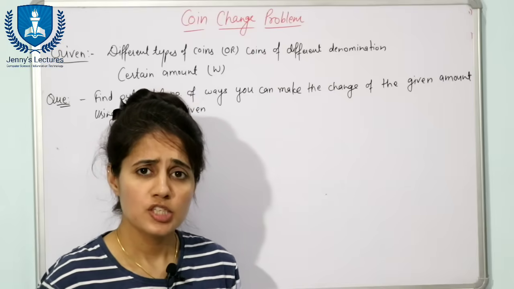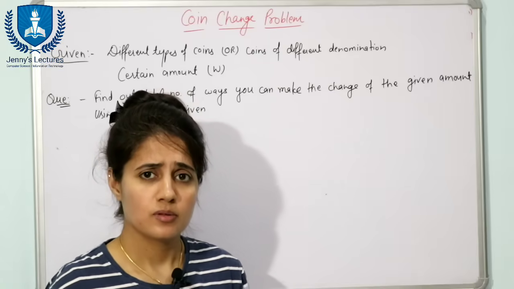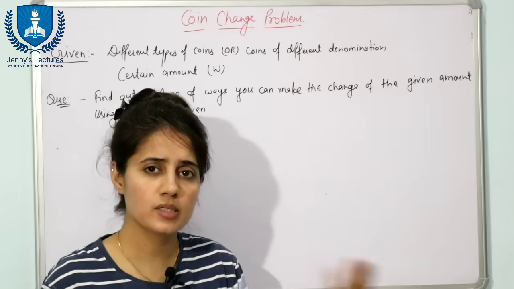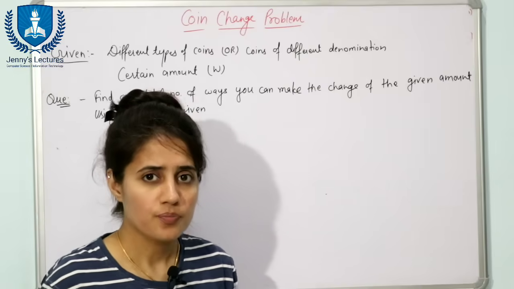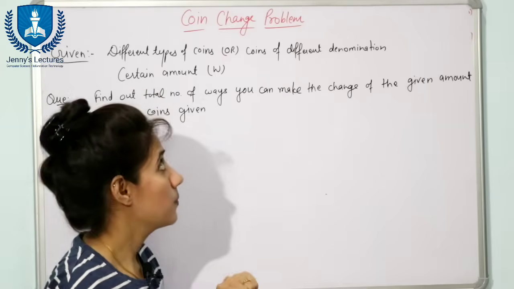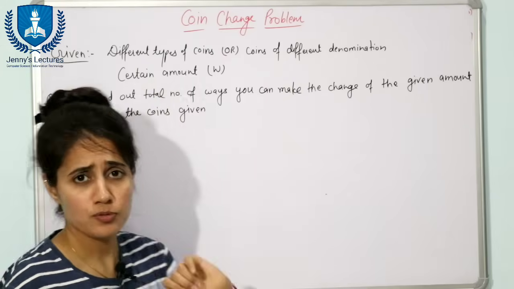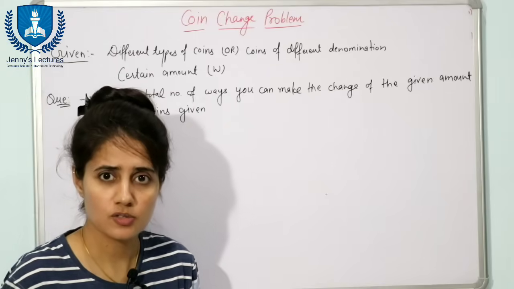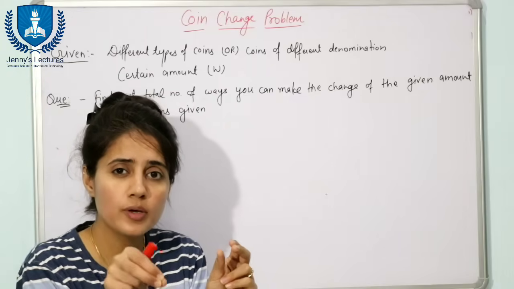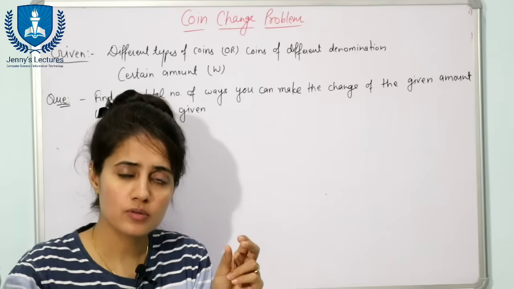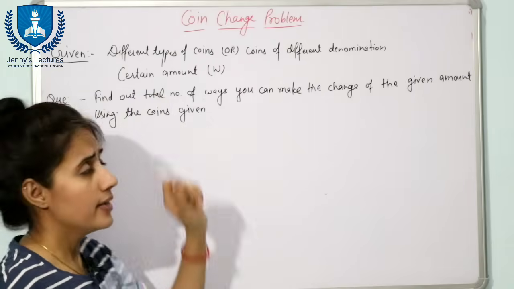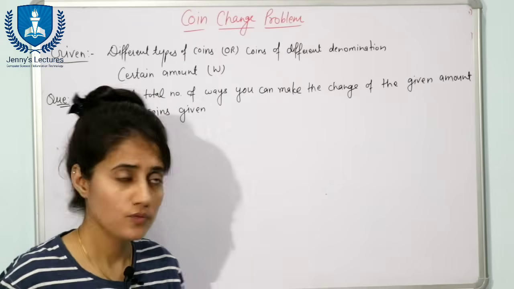Now see, the coin exchange problem is also of two types. One type of problem we will discuss in this video, and the second type of problem we will discuss in the next video. Fine. So the problem is you are given different types of coins, or you can say coins of different denominations, like 1 rupee coin, 2 rupee coin, 5 rupee coin, 10 rupee coin, something like this, and you are given a certain amount. Fine.